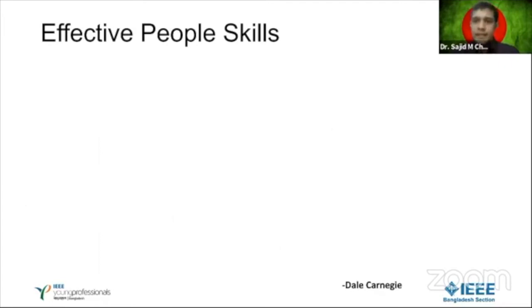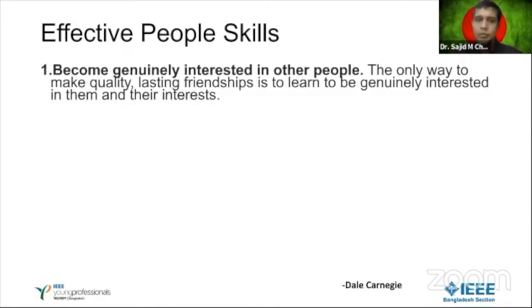There are certain effective people skills that you also need to learn. This is from Dale Carnegie's How to Win Friends and Influence People. So these tips would definitely help you to connect with people properly. So firstly, you have to be genuinely interested in other people. If you're just shallow, or if you just have a hidden agenda in mind and just trying to meet a person, it's very easy to identify that from your body language. And you have to be genuinely interested in the other people and to make this lasting friendship.